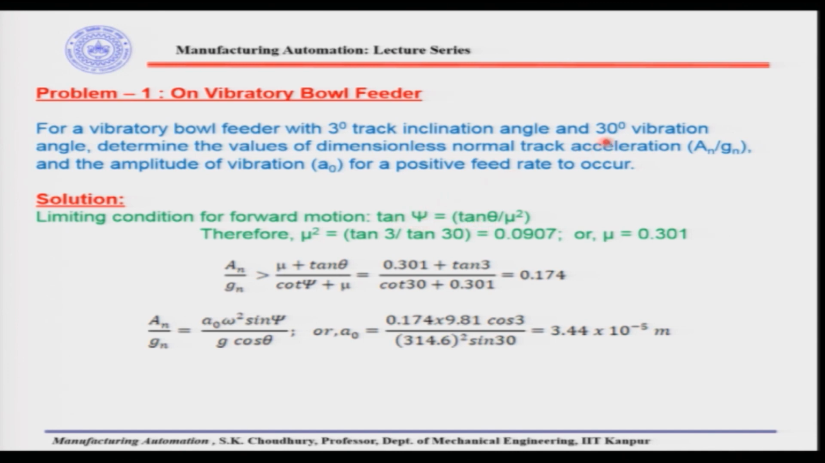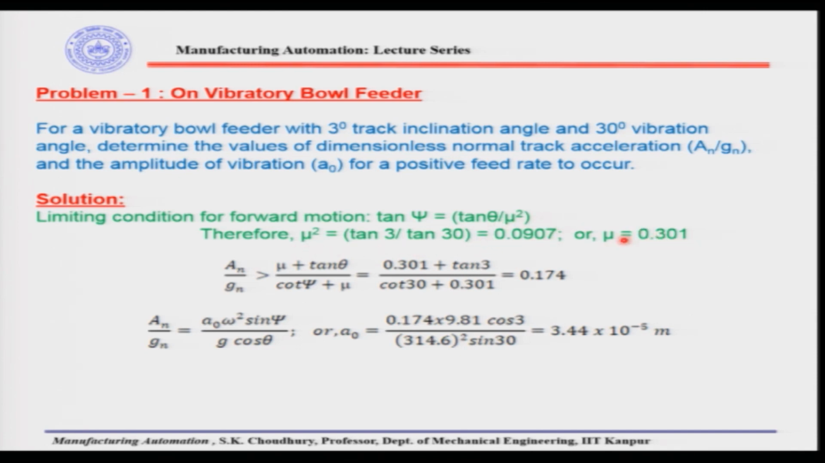Psi is given as 3°, this is the vibration angle, and the track inclination angle is 30°, which is theta. So, tan 3 divided by tan 30 will be 0.0907, and therefore the mu will be 0.301. You can find the square root of this.